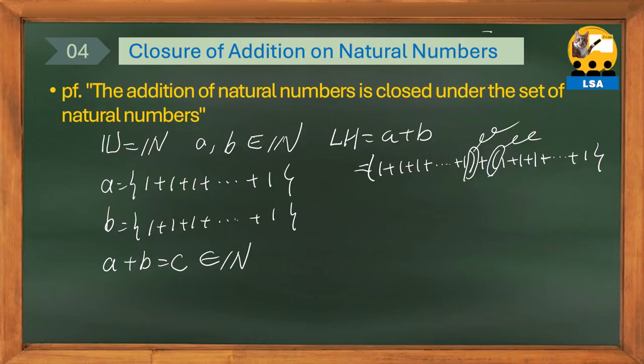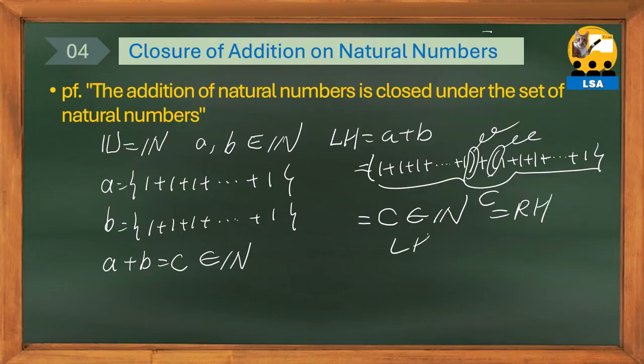Then, the total number of ones added in the whole is c. Therefore, the entire number can be expressed by the literal number c, which becomes an element of the set of natural numbers. Since this is equal to the right-hand side, the proof is complete. In mathematics, when a proof is completed, we write QED to indicate that the proof is finished. For convenience, it is also written in lowercase letters.